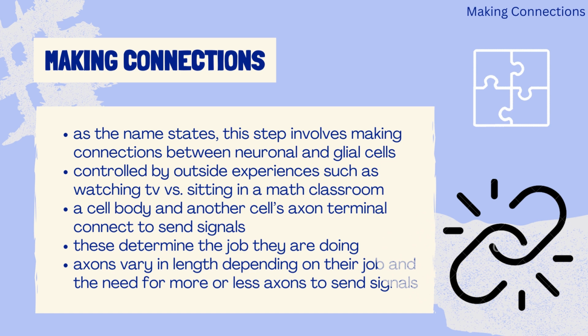For example, in areas where there are fewer axons, the axons need to be longer so that they can reach more distances and the signal can be efficiently transferred.